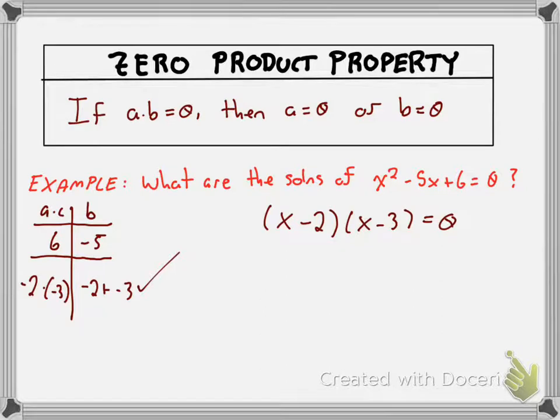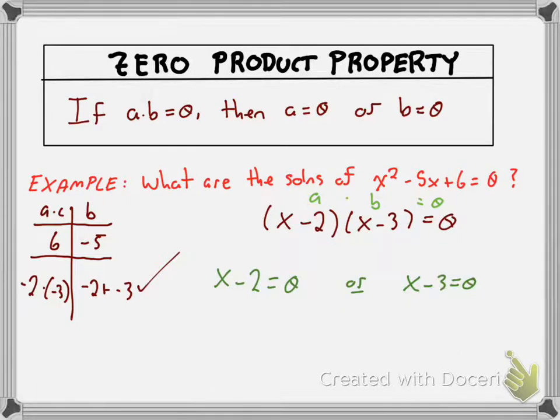Going with the zero product property, I could call this A, this B. Either x minus 2 equals 0 or x minus 3 equals 0. If I can get something in these parentheses to equal 0, it's going to make the whole thing be 0. So how I'm going to split this up is I'm going to say either x minus 2 equals 0 or x minus 3 equals 0.